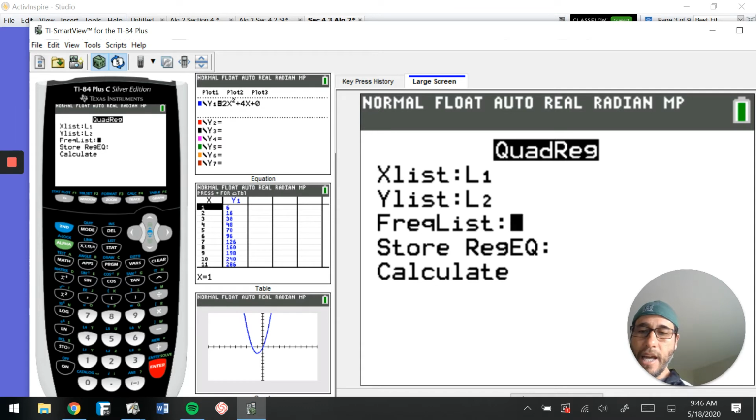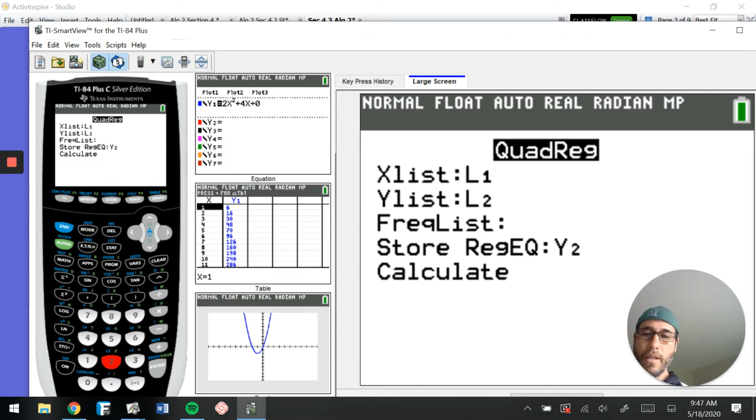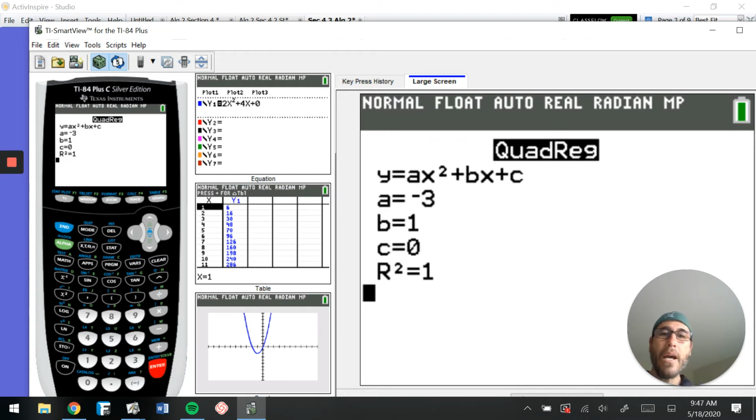Enter. Frequency list, nothing. But we're going to store this in alpha trace. Let's store it in Y2. Boom. Enter. Calculate. There's your equation. It'd be y equals -3x squared plus 1x plus 0.